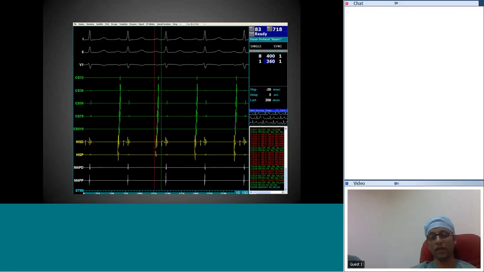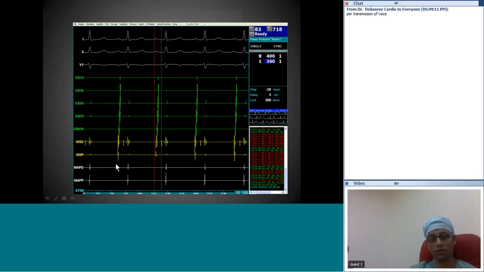Now this is what we do at our hospital. So you can see the coronary sinus catheters here, CS1, 2. We all place it in a different way. Some people would have CS catheters here with His above this. Some people would have CS first. Every hospital would have its own protocol.